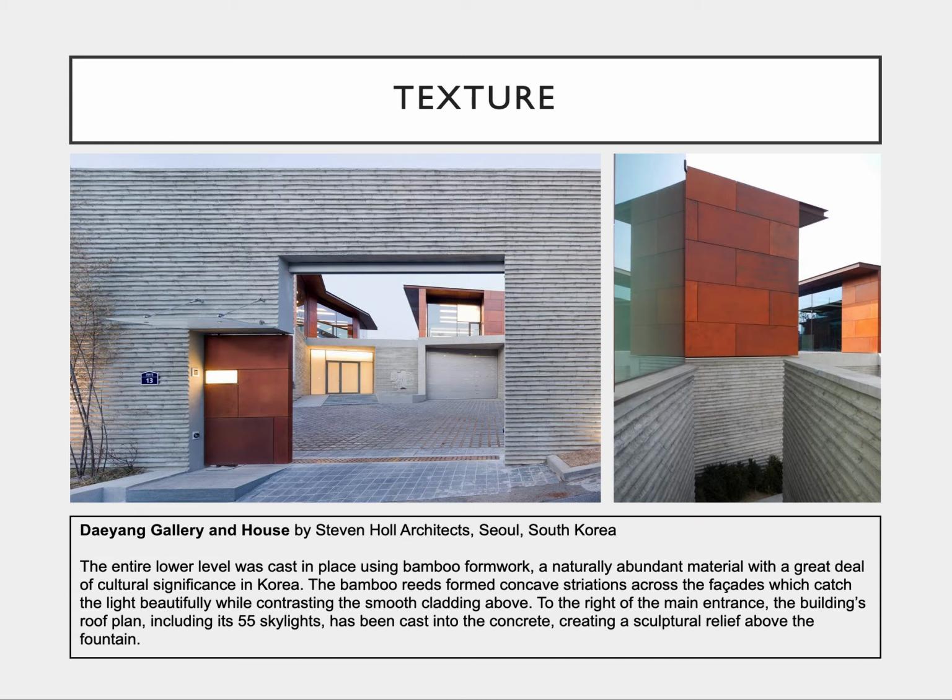So the entire lower level in this house was cast using bamboo. And so it's concrete, but they used the bamboo to put striations in the facade that make it not feel like concrete. Because concrete can feel very hard and cold, they mixed concrete with nature to create a natural texture that doesn't make it feel as cold and sterile as concrete can when it's just a cast surface.